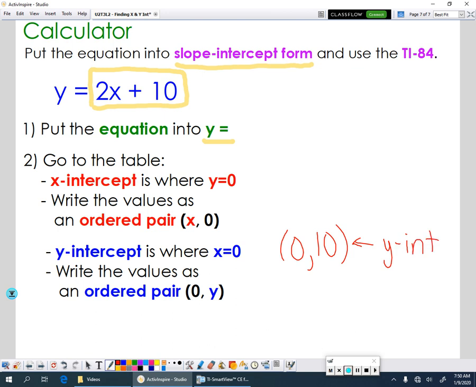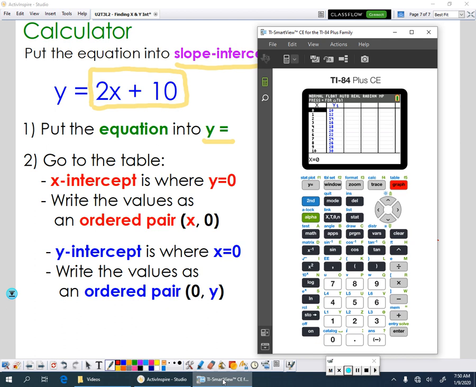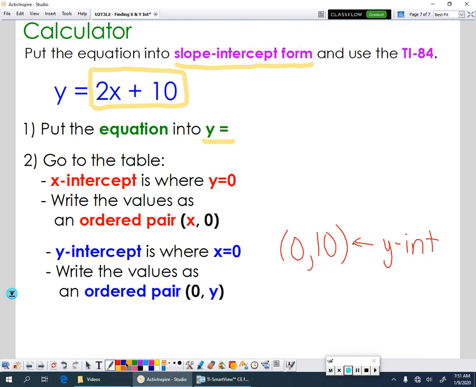Now we have to find our x-intercept, and remember, the place for your x-intercept is where y is going to be 0. If you look at the numbers in your y column, they're getting bigger, so we have to go backwards a little bit until we find the place where y equals 0. And we can see that when y is 0, x is negative 5. So our x-intercept is going to be negative 5, 0. Now remember, this will only work if you have a slope-intercept form or y equals equation, but go ahead and use your calculator for the bottom two problems that you see here.